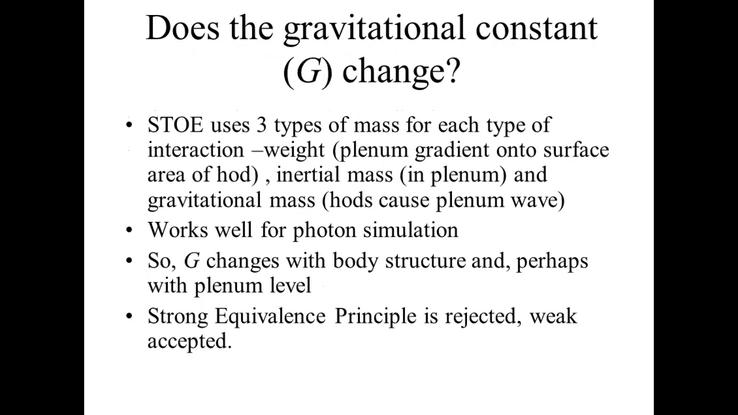Looking at the gravitational constant is another thing we can look at. The STOE uses three types of mass, which comes from Newtonian physics. The weight, which in the STOE is a plenum gradient onto the surface area of a hod. The inertial mass, which is in the plenum, so it supports wave actions. And the gravitational mass, which is what hods cause in the plenum wave. This works well for photon simulation, which was done. So the gravitational constant changes with body structure and perhaps with plenum level. The strong equivalence principle here is rejected, but the weak one is accepted.